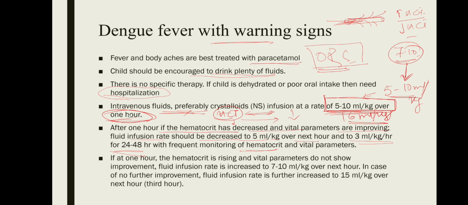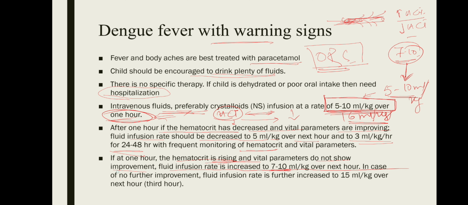If after 1 hour of giving the 5 to 10 ml per kg fluid therapy, the hematocrit is rising, going up and up, that means the fluid is not delivering well. The vital parameters do not show any improvement, and the hematocrit is going up. That means much more fluid is needed to decrease the shock. So we have to increase the fluid infusion rate to 7 to 10 ml per kg over the next hour.